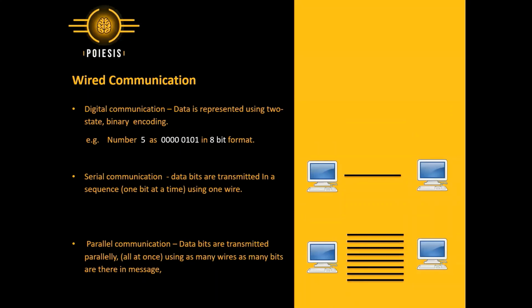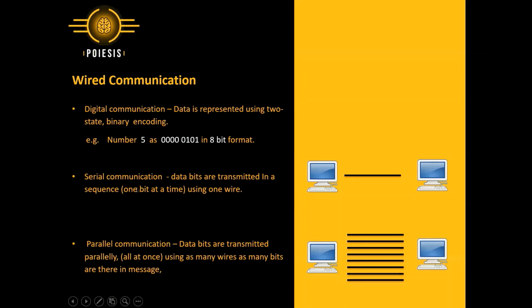Let us now look at different ways wires can be used to connect systems to each other to exchange binary coded data. In case of digital communication, data is represented using two-state logic or binary encoding. For example, a number 5 is represented as 00000101 in 8-bit format.